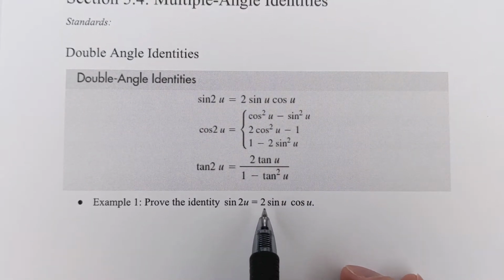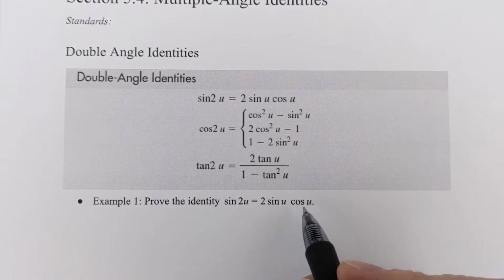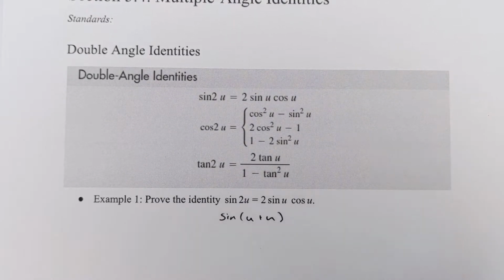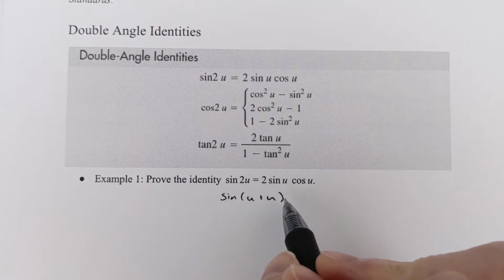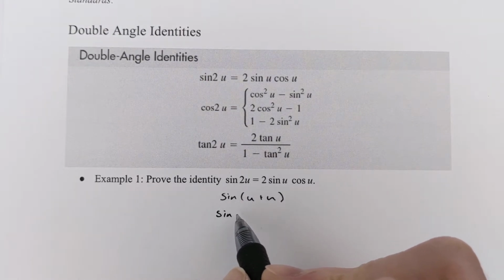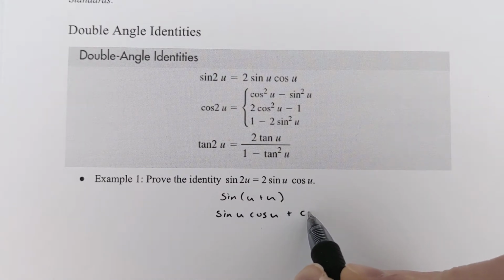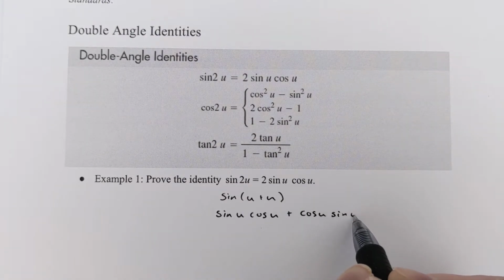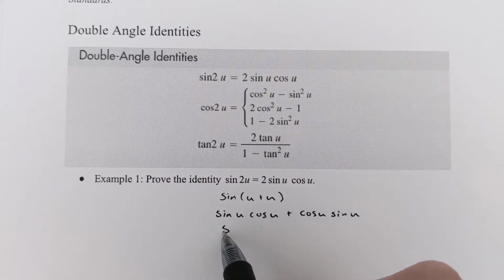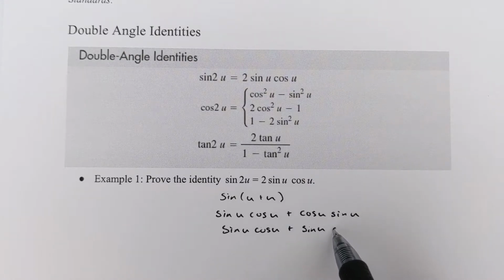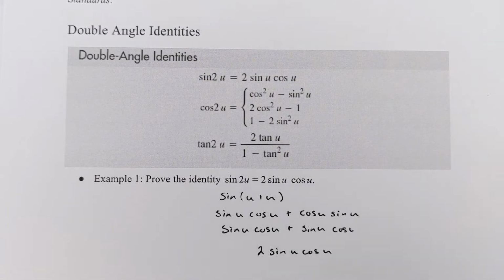Prove the identity: sine 2u equals 2 sine u cosine u. Well, sine 2u is the same thing as sine of u plus u, so this is a sum. The rule for sine of a sum is sine of the first, cosine of the second, plus cosine of the first, sine of the second. Since order of multiplication doesn't matter, I can rewrite the second one as sine u cosine u, two identical copies, and there you go, which is exactly what I have on the right.